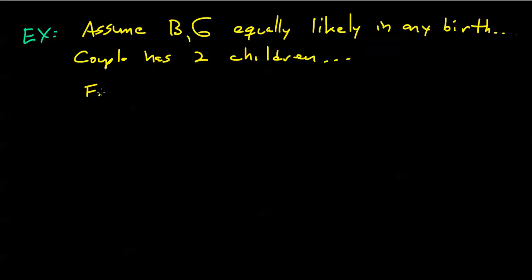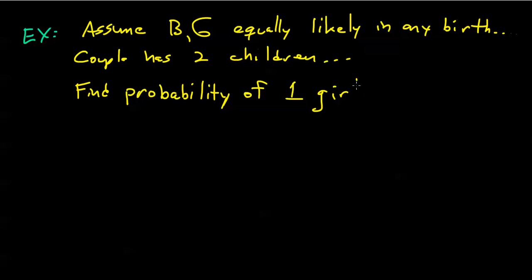I'll say find the probability. Let's see, hang on, let me be a little more specific about this. A couple has 2 children. Find the probability of one girl in those two children. All right, I'm going to do this in a brute force fashion.